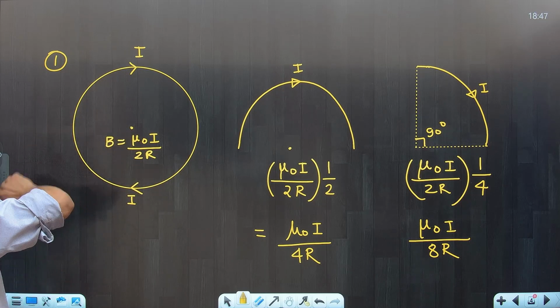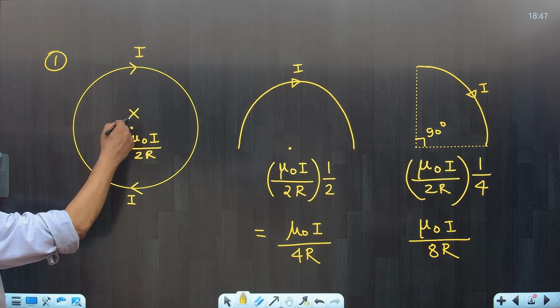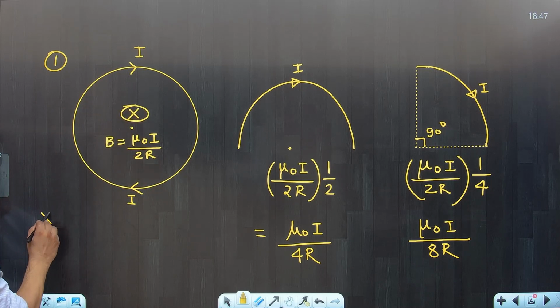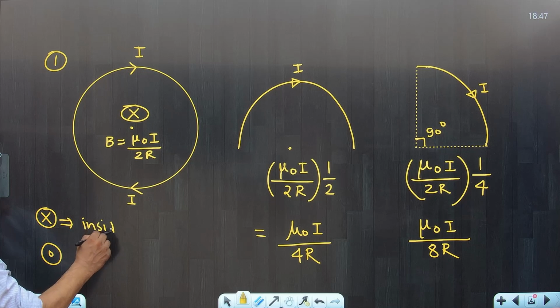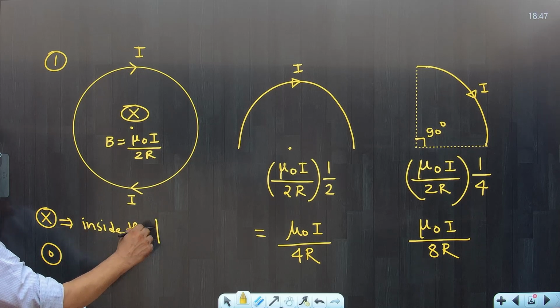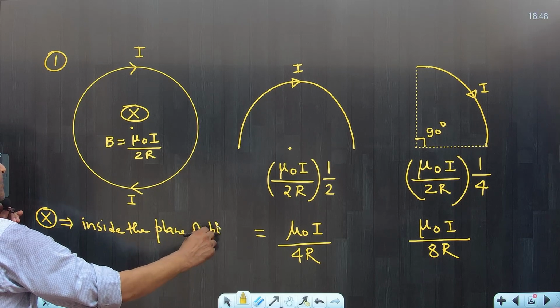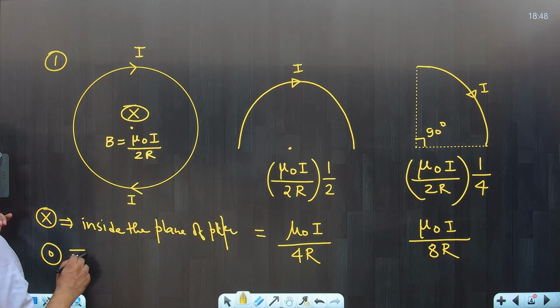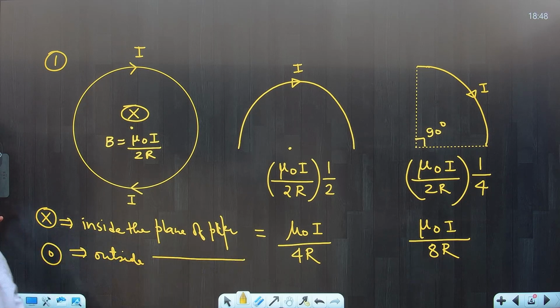So in this case you curl your right hand like this, and you will get magnetic field into the paper. This direction is called into the paper. This direction is called out of the paper. This is inside the plane of paper, and this is outside the plane of paper. So magnetic field at center is mu naught I by 2R.